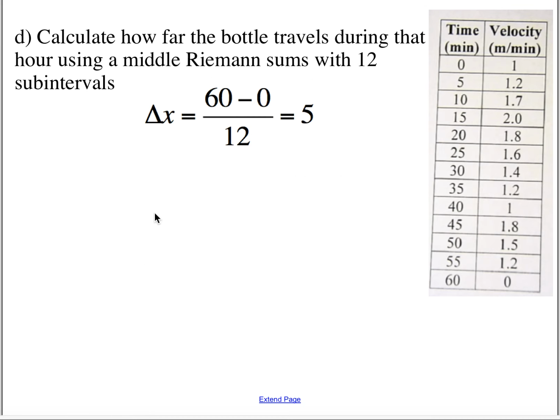And the last question I asked you to use was to calculate a midpoint Riemann sum with 12 subintervals. But with my width being 5, 0 to 5, I can't do a middle Riemann sum or a midpoint Riemann sum because I don't have the values at 2.5. I don't have the value at 7.5. And so I wouldn't be able to calculate this because you don't have what occurs in between 0 and 5 and 10. So you want to make sure you have the right information and you have enough information to answer the question.